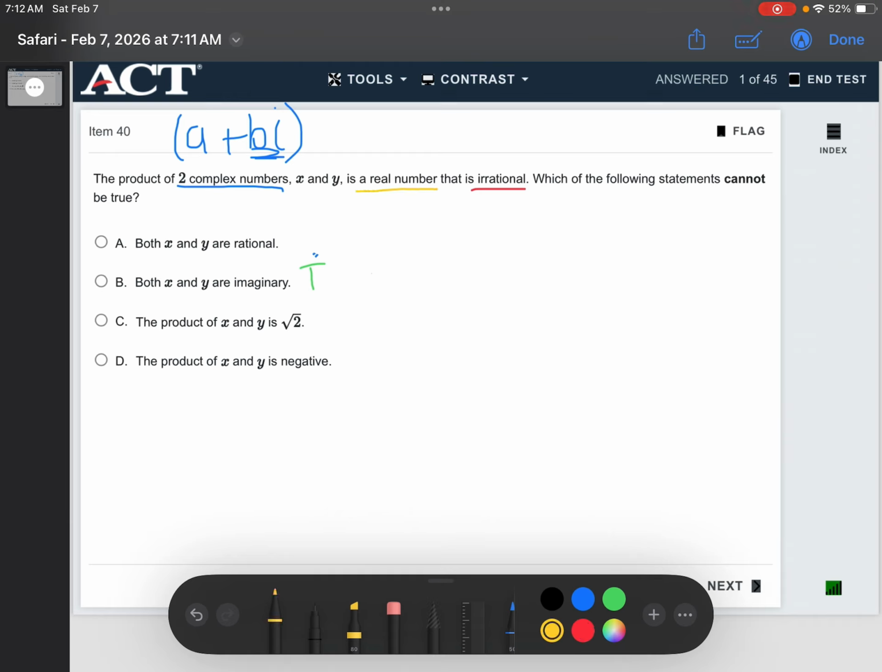All right, so let's go back to the rest of these answer choices. It tells us the product of x and y is negative. So we can have real negative numbers. Negative numbers are real, and they could also be irrational. So choice D is also a true value. And then choice C says the product of x and y is the square root of 2. So we'd have to realize that the square root of 2 is something that's irrational, and this is something that we could use Desmos to help us with.